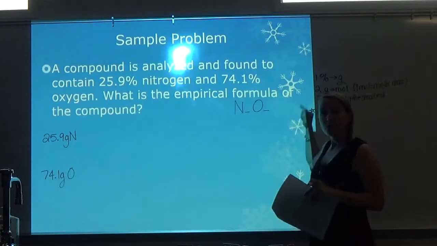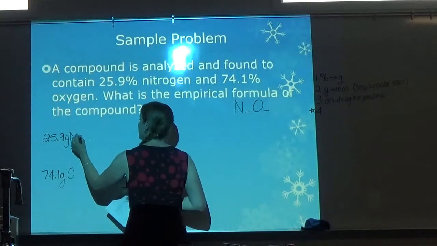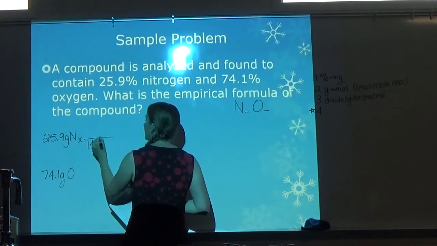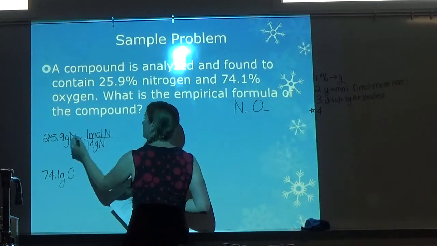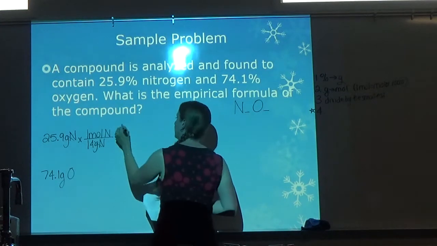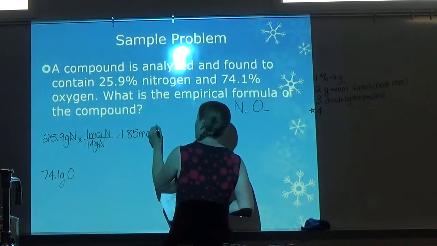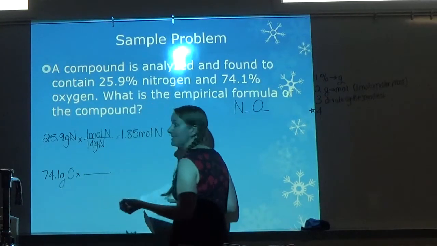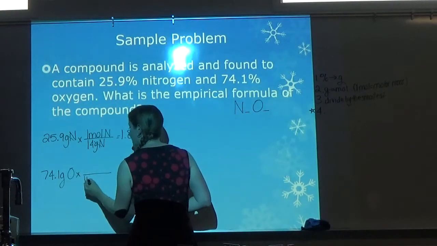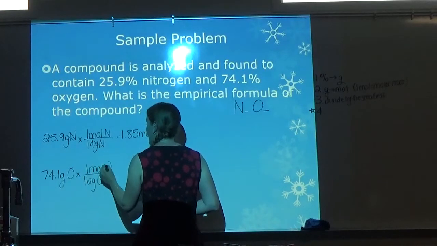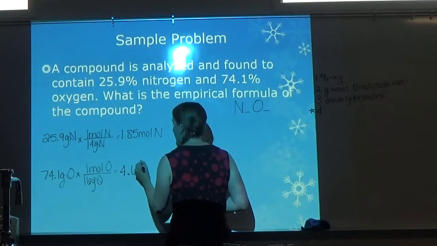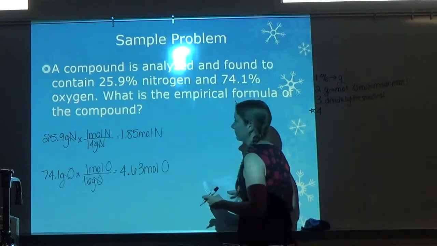Step 2 is to convert to moles using the molar mass. So nitrogen, of course, on the periodic table is 14 grams per mole. So I follow my golden rule and I put my 14 grams on bottom and my 1 mole on top. And so once I divide that, I end up getting 1.85 moles of nitrogen. All right, and then for oxygen, it's 16 on the periodic table, 16 grams per mole. So I follow my golden rule and put the 16 grams on bottom and the 1 mole on top. My grams cancel. And once I divide that, I get 4.63 moles of oxygen.